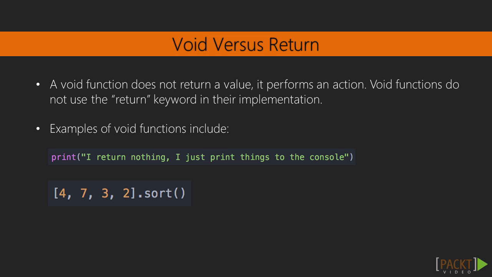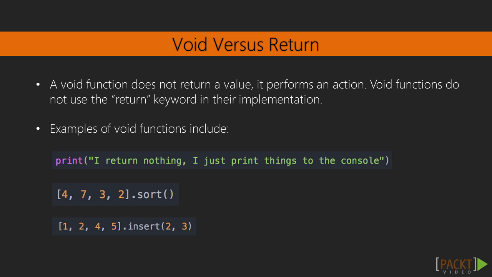Another example is the .sort method. It sorts a list in place. You would not assign a variable to the result of sorting. And a last example is, suppose we're inserting something into a list. This performs an action. We do not want to assign a value to whatever task it is doing internally.